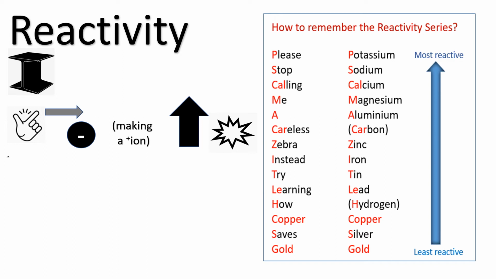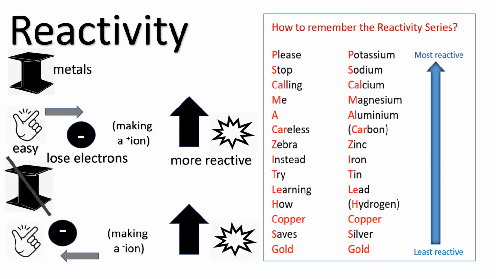We talked about reactivity then. When we looked at metals, you can see our symbol there for metal. When it was easy to lose electrons and therefore make a positive ion, it became more reactive. So the easier it was to lose electrons, the more reactive they became. With non-metals, it was the opposite way around. So when it was easier to gain electrons, they became more reactive. So it was all about how easy it was to become stable.